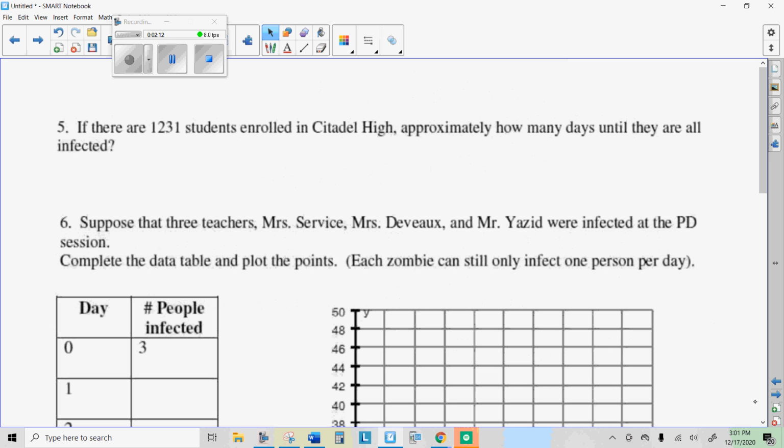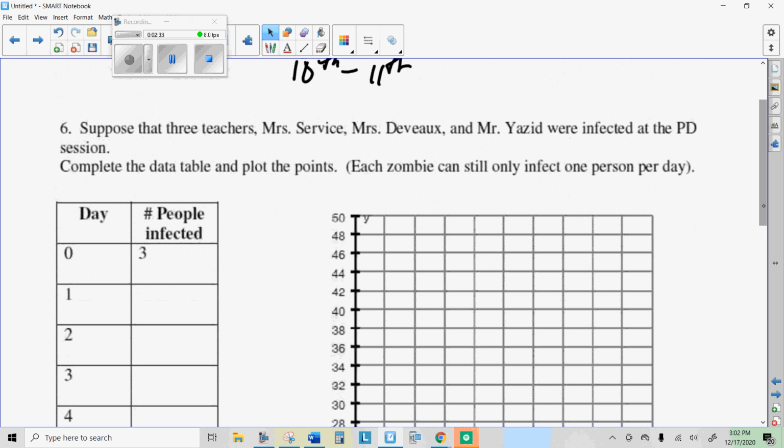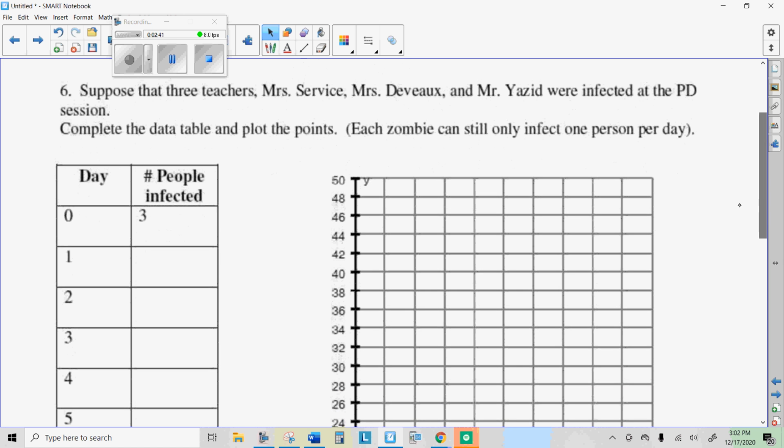If 1,231 students were enrolled at Citadel, approximately how many days until they are all infected? Well, we saw that on the 10th day there were 1,024, so it would be somewhere between the 10th and 11th days. Suppose that 3 teachers were infected at the session. Now each person will be able to infect 1 person per day, so each of those 3 are going to infect 3, so there will be 6 infected on day 1. Go ahead and fill in the rest of that and make the graph.